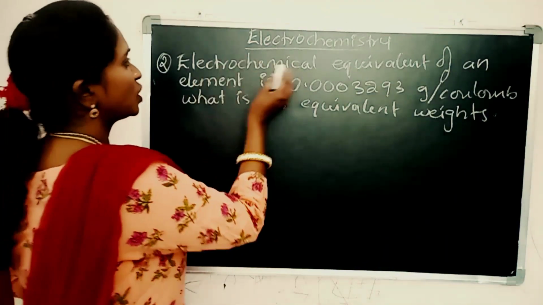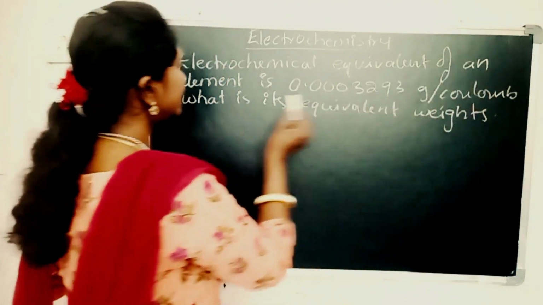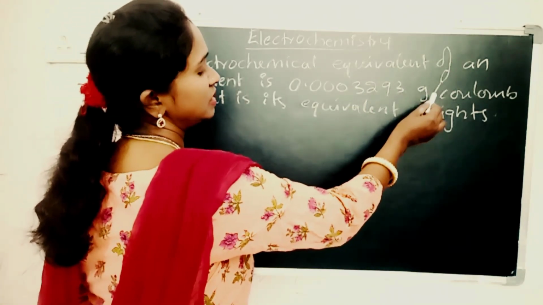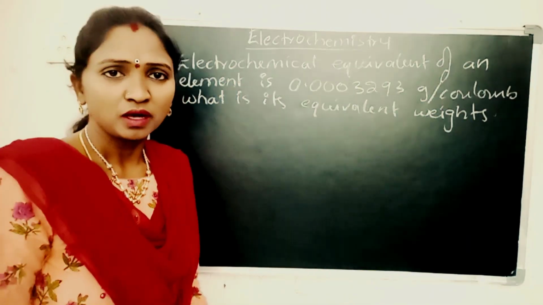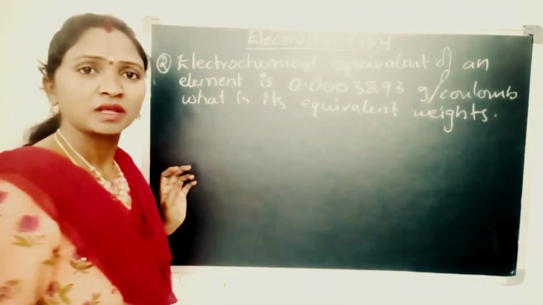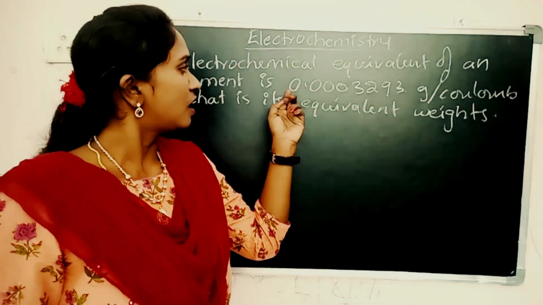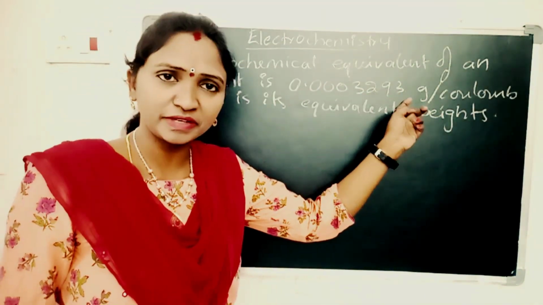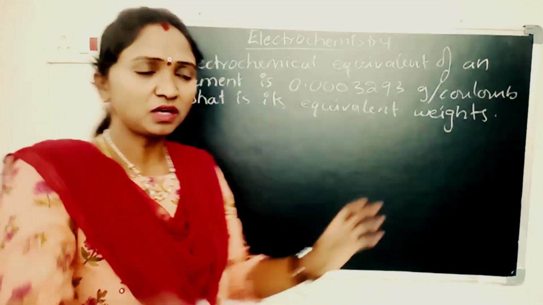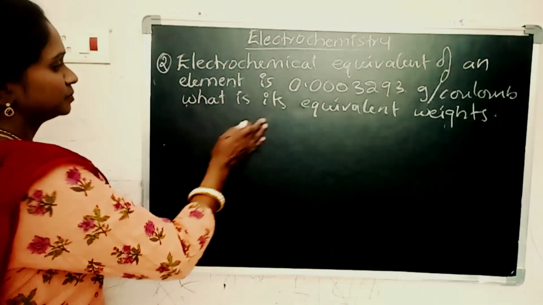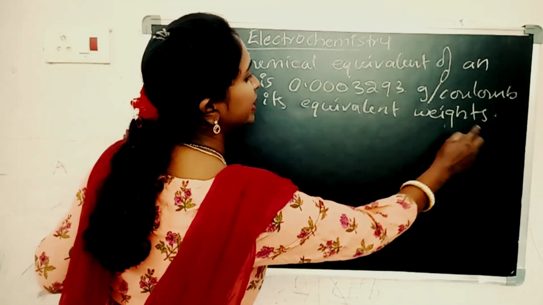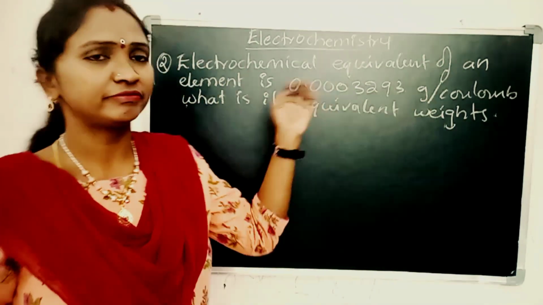So this is the problem. The electrochemical equivalent of an element is 0.0003293 grams per coulomb. Calculate its equivalent weight. They have given the electrochemical equivalent and are asking to calculate the equivalent weight. Now this is the direct problem, where we have to calculate the equivalent weight from the given value.